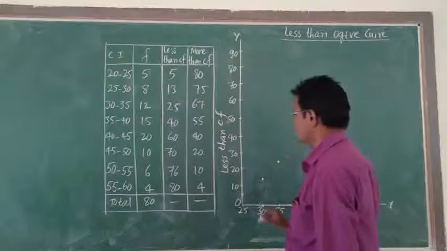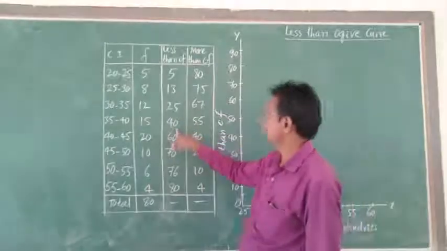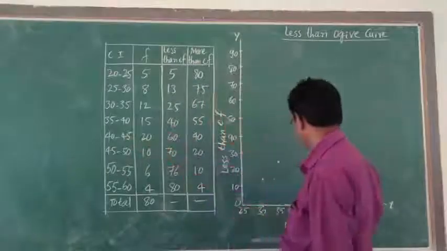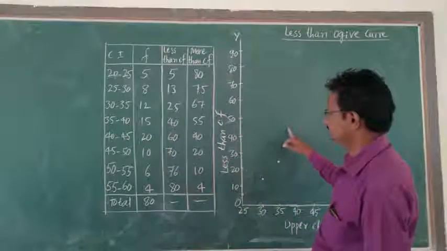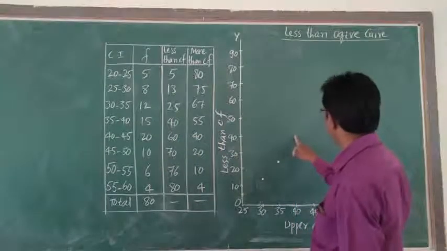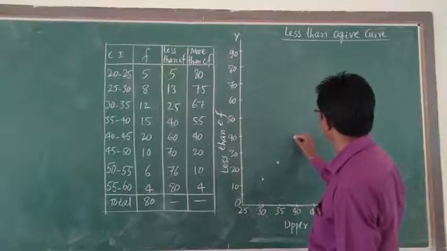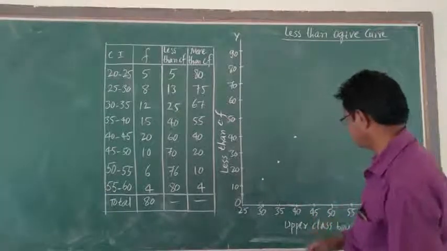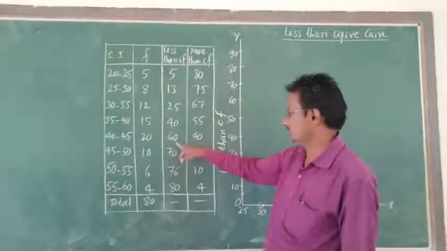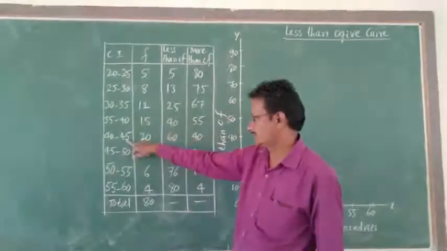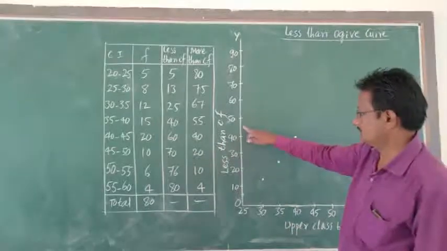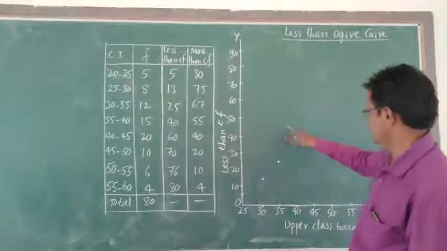So next is 25. Next is 40. Next cumulative frequency is 40. It is for less than 40. So corresponding to 40 and frequency is also 40, we have to mark this point. Next, 45 and cumulative frequency is 60. Less than 45, there are 60 workers. So 45 comes in between 40 and 50.